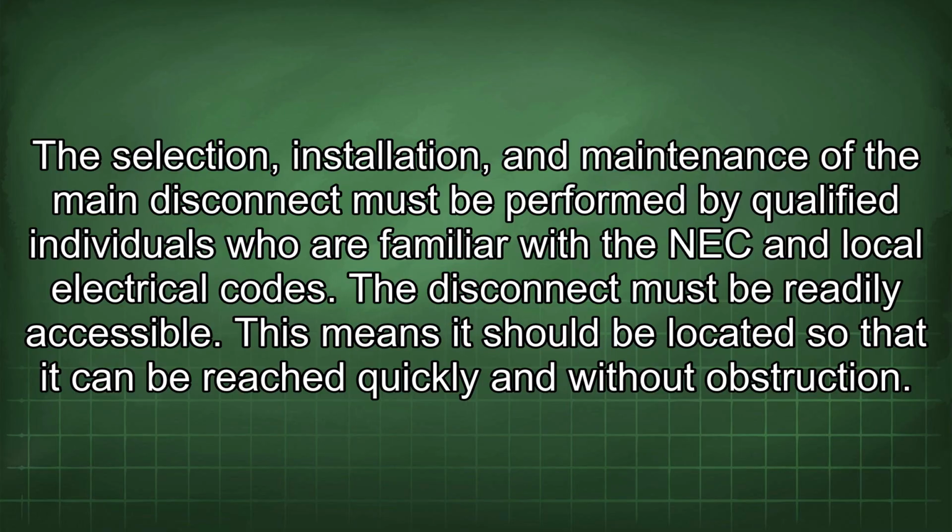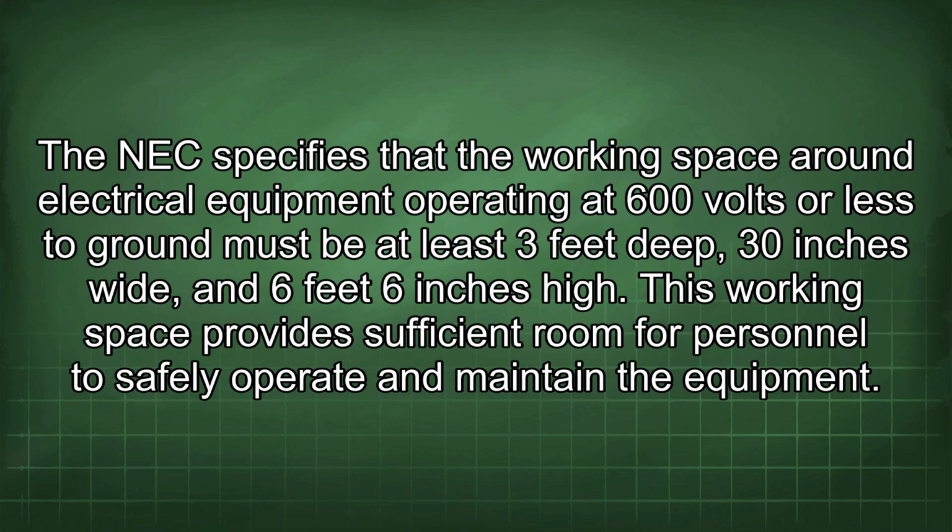The disconnect must be readily accessible. This means it should be located so that it can be reached quickly and without obstruction. The NEC specifies that the working space around electrical equipment operating at 600 volts or less to ground must be at least 3 feet deep, 30 inches wide, and 6 feet 6 inches high. This working space provides sufficient room for personnel to safely operate and maintain the equipment.